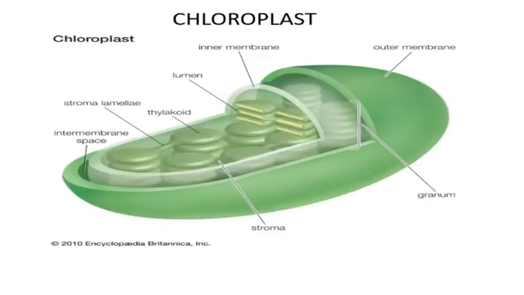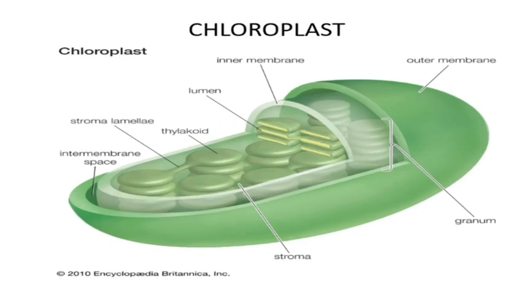Now the chloroplast. Chloroplast is especially present in the plant cell only. The chloroplast contains a green color pigment called chlorophyll. They capture the energy from the sunlight and use it to produce food for the cell by photosynthesis. So they are called food producers of the cell.